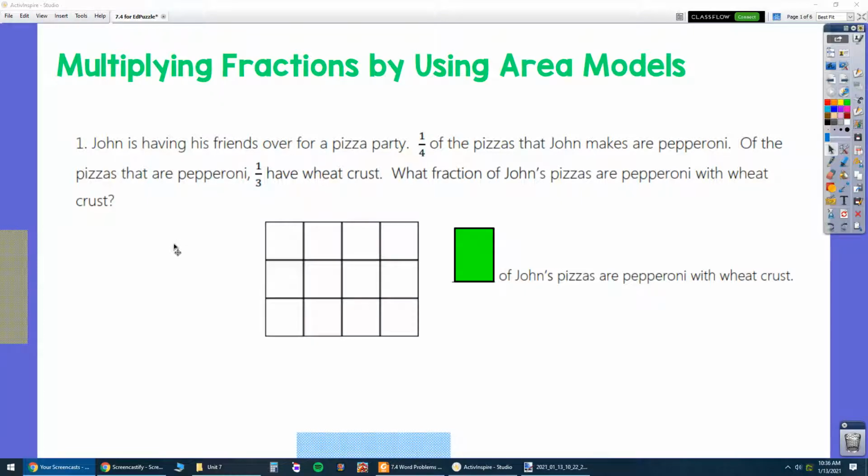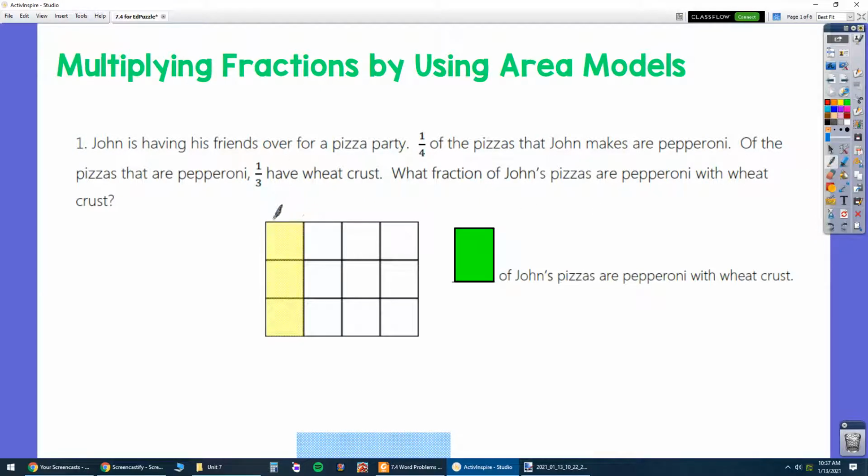Well, let's just figure out what fraction are pepperoni. It says 1/4 or 1 out of 4. So to model that, I'm going to shade in here 1 out of the 4 columns, right? 1 out of 2 and 3 and 4. So that represents our pepperoni pizzas. Now, they don't all have a wheat crust, though. 1/3 of them have a wheat crust. So what would that look like?